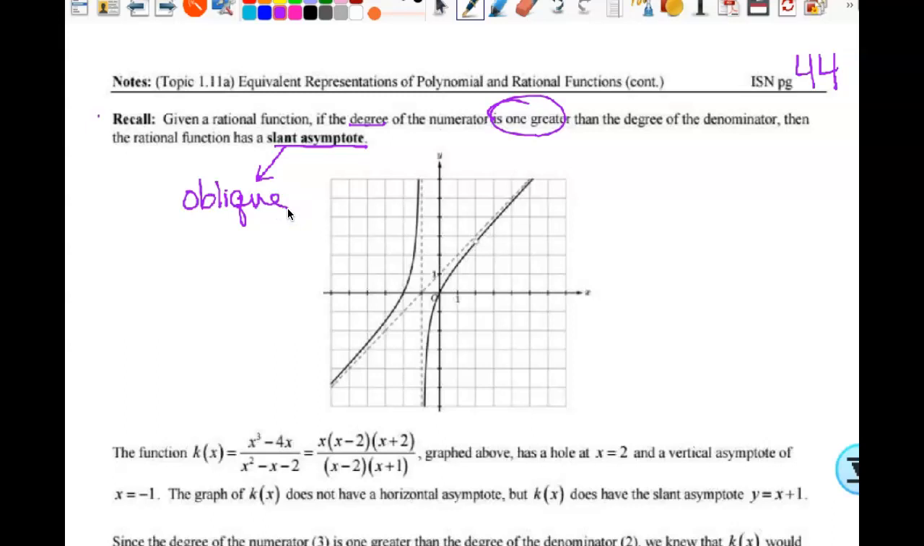So here's our function. They've given us the graph. By looking at the graph, we can see that we have a vertical asymptote. We can see that we have a slant asymptote. We can see that we have a point discontinuity or a hole in there as well, right? We should be able to get all this stuff off of the graph just like we did yesterday, including the equation of the slant asymptote.